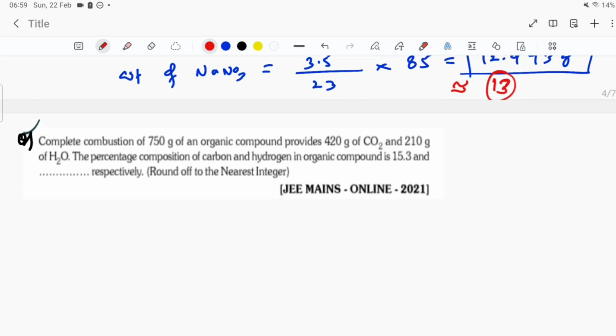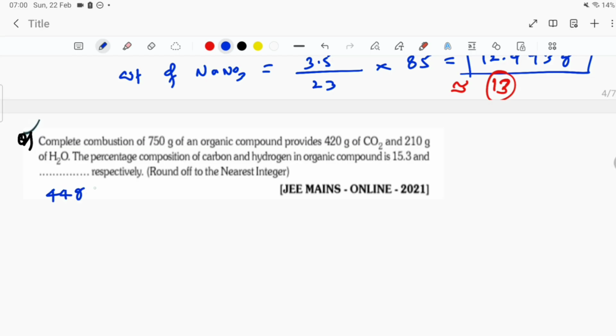Complete combustion of 750 grams of an organic compound provides 420 grams of CO2, 210 grams of H2O. The percentage composition of carbon, hydrogen in the organic compound is 15.3 and dash respectively. Again, round it off to the nearest integer. See the question, similar pattern question here. So how do we need to find? See here.